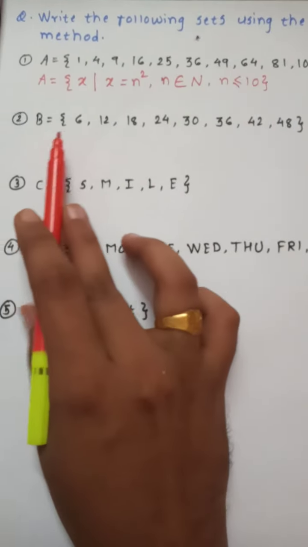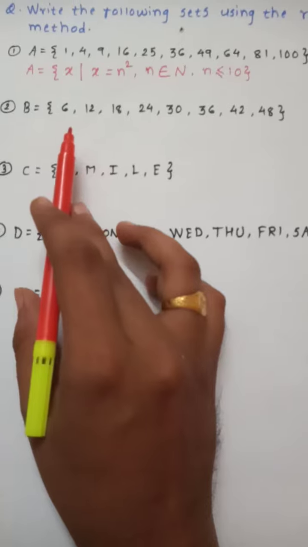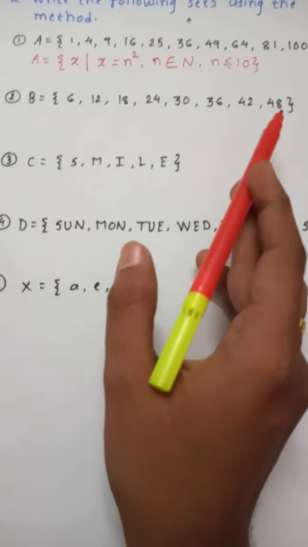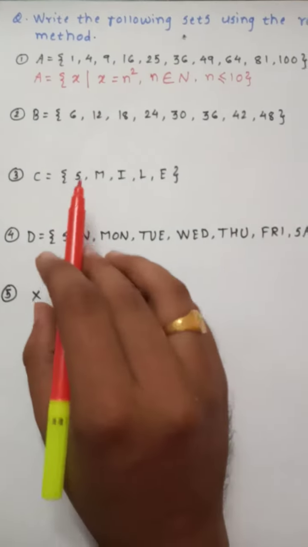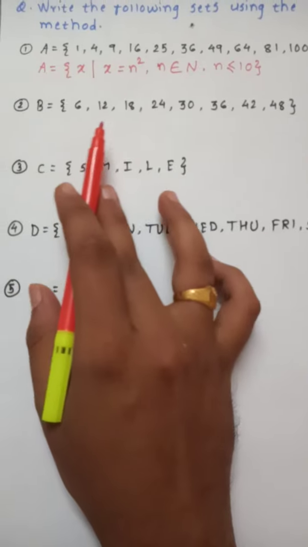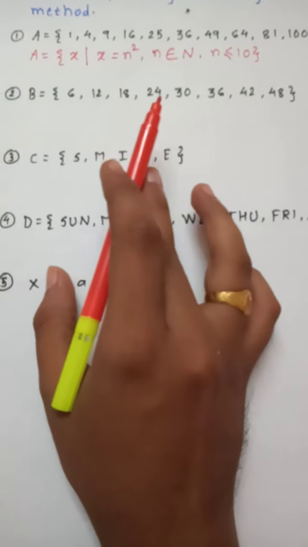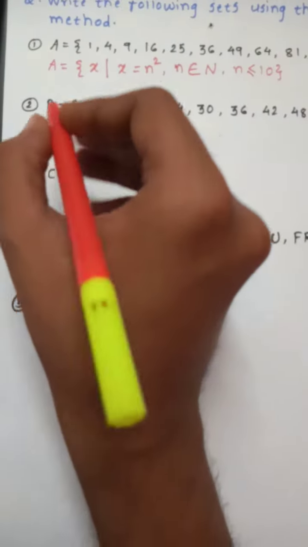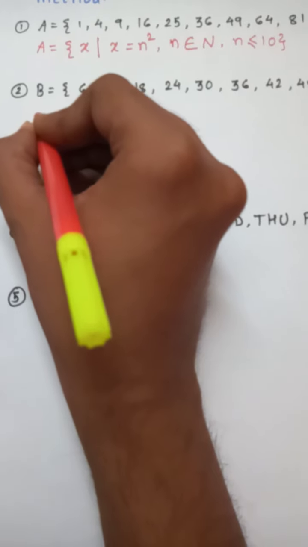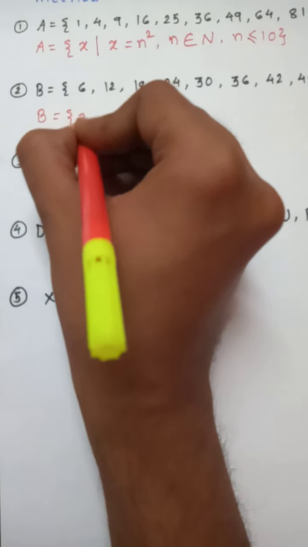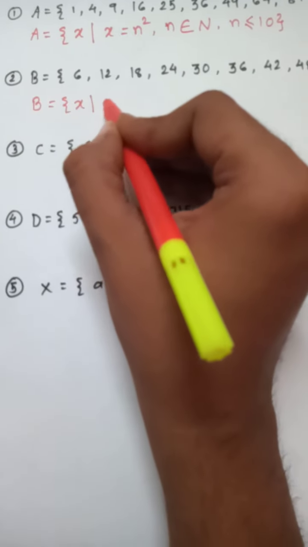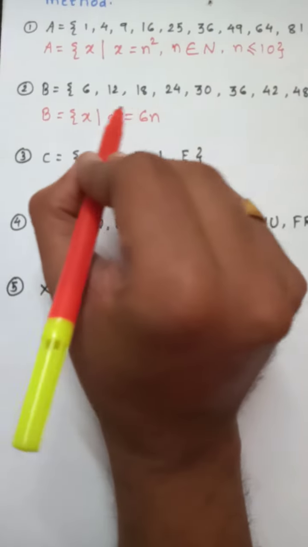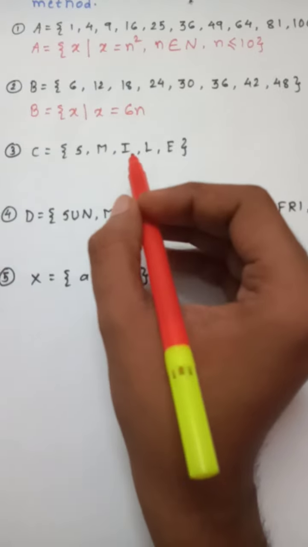Moving further to the next question, set B is given as 6, 12, 18, 24, 30, 36, 42 and 48. In this particular set also, you will notice that all the numbers are multiples of 6. So simply we can write this by using rule method as B is a set of all x such that x is equal to 6n. Why have we written 6n? Because all these numbers are multiples of 6.